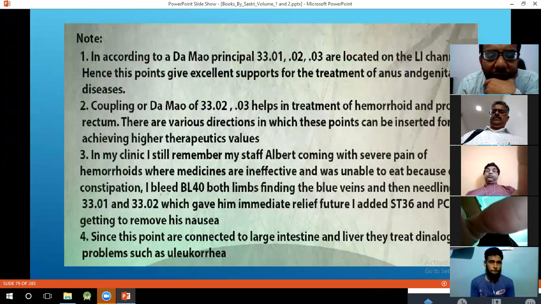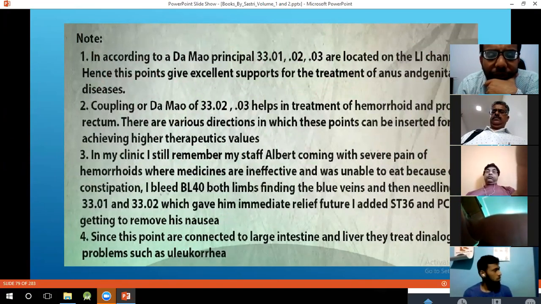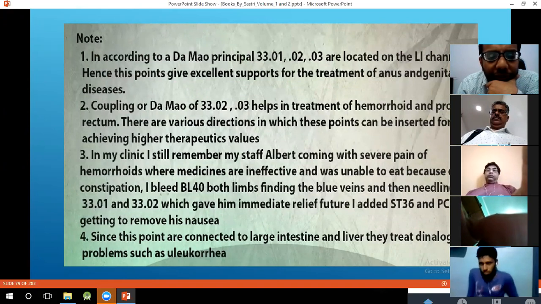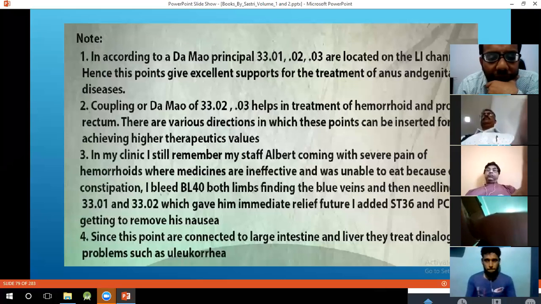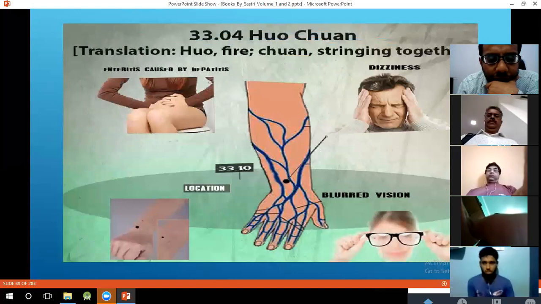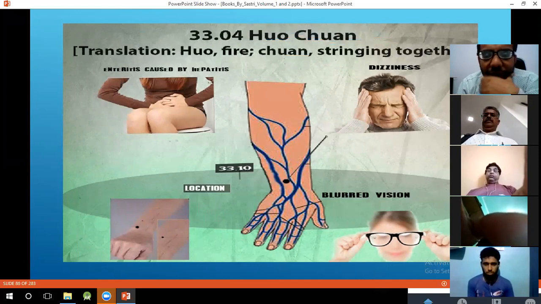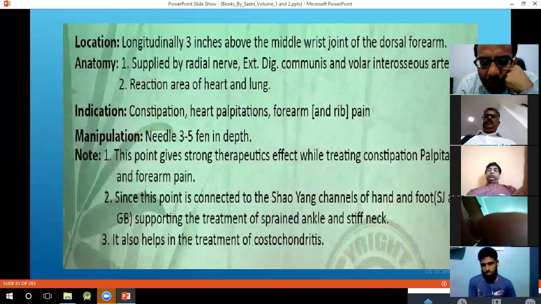You may use it for various constipation, you may use it for nausea. So what to do? CV17 can be used with 33.02 and 03. Whenever you see a blue vein, just bleed the blue vein in this area in combination. It gives you a lot of relief, and it also helps you to get immediate relief from nausea. When it is 33.10, it gets rid of dizziness, blurred vision, and all. It helps you to recover from this disease.